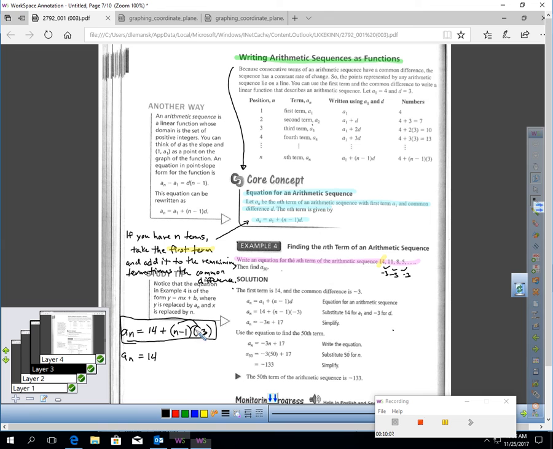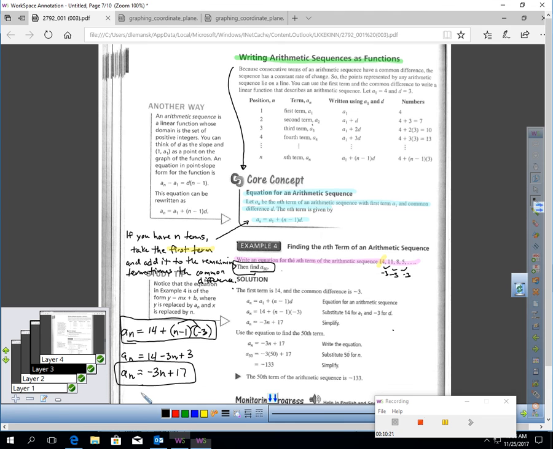So when I distribute, I get negative 3 times n is negative 3n, and negative 3 times negative 1 is positive 3. And then when I simplify this thing, I get negative 3n plus 17. There's the formula for the nth term of the sequence. Now, find a sub 50. So if I want to find the 50th term, you don't have to subtract 3 a whole bunch of times. You just use this little formula now.